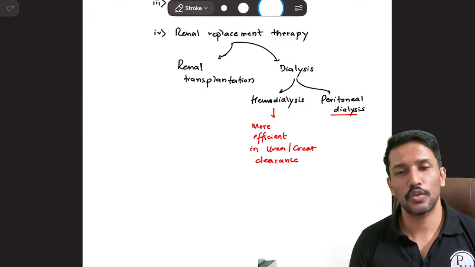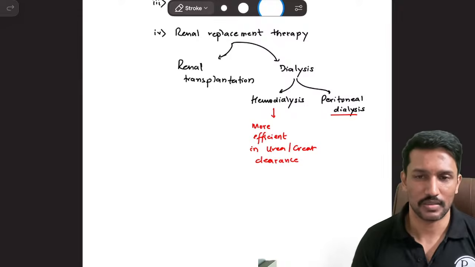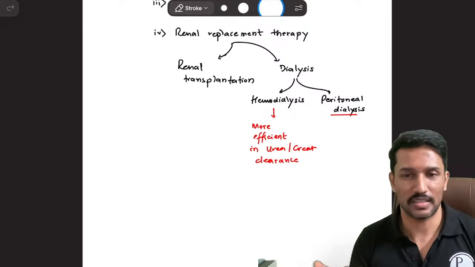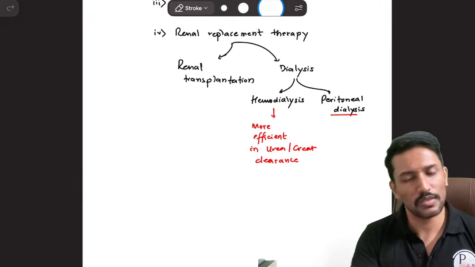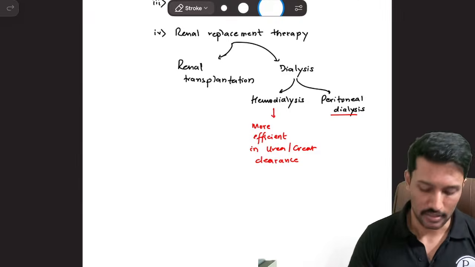And the same machine can also be used for dialyzing toxins. There are a lot of drugs which are dialyzable, which can pass through this membrane. So if someone has consumed those drugs in toxic doses, we can remove them through dialysis as well, right?